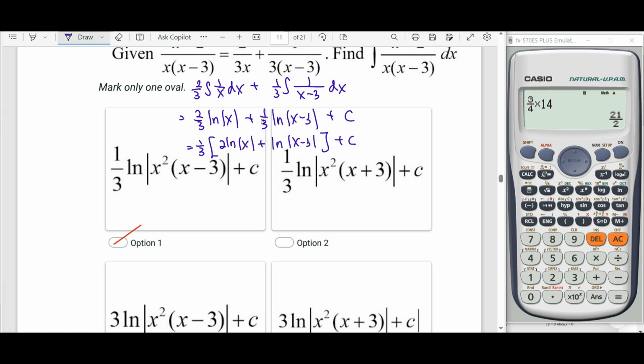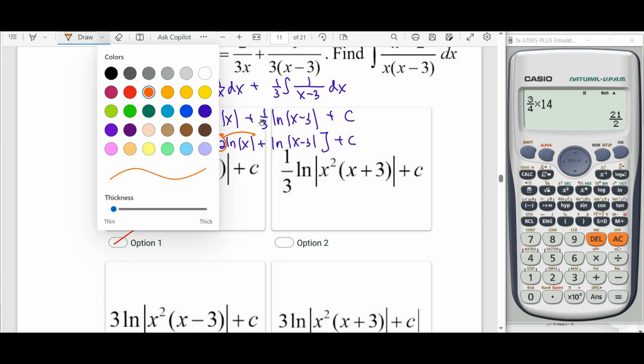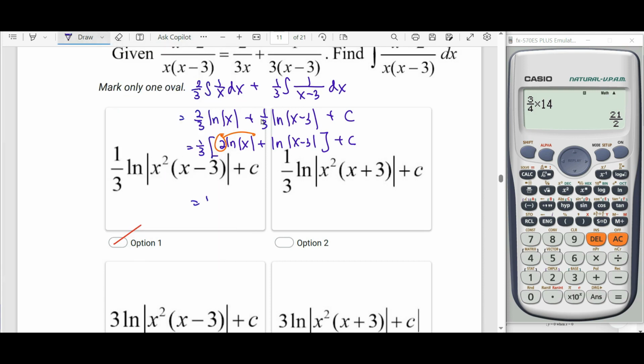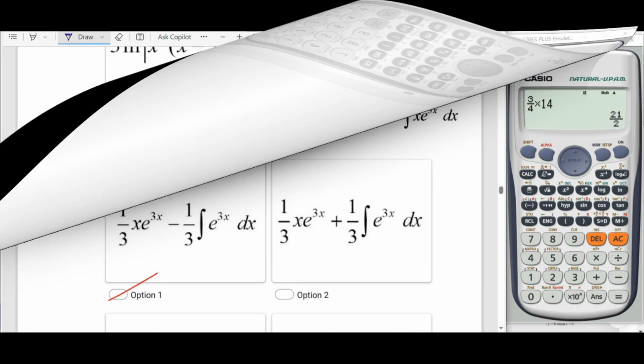So the 2, using the properties of the log, we simplify it to be carried over and become the power. So it will be ln x squared plus ln of x minus 3. So when ln plus ln, you have the multiplication for x squared times x minus 3. So make it to a single ln. So our answer will be x squared times x minus 3. So here will be our answer.